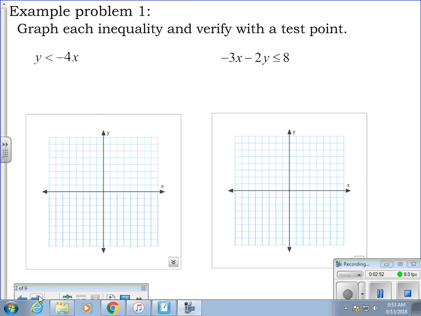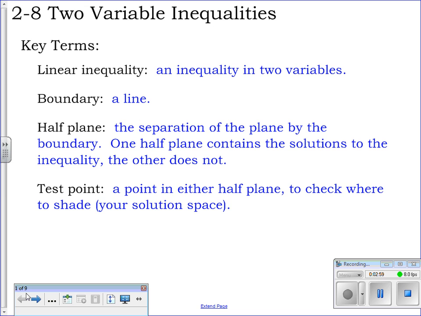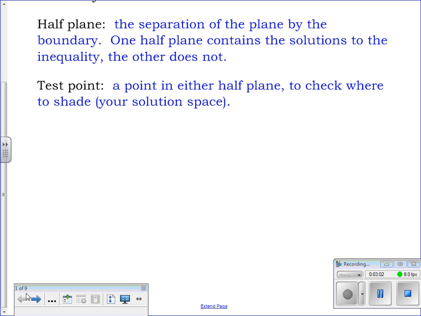Okay, so really pretty easy. There's a couple of things you need to remember: you're going to have a dashed line or a solid line. Let's actually go back to here. If I have a less than or a greater than only, I have a dashed line because the points on the line are not actually part of my solution. If I have a less than or equal to, a greater than or equal to, my line that I graph is a solid line, because the numbers are actually part of it because it's or equal to.